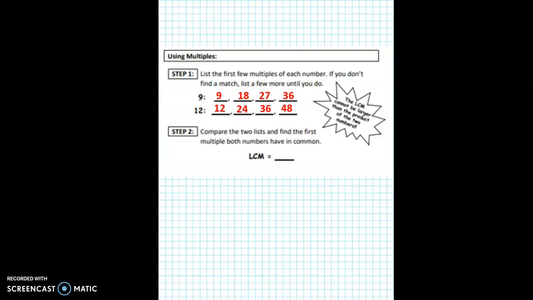Then compare your two lists and find the first multiple that both numbers have the same. If we look at these lists, 36 is our least common multiple. Remember that the least common multiple cannot be larger than the product of the two numbers multiplied together.